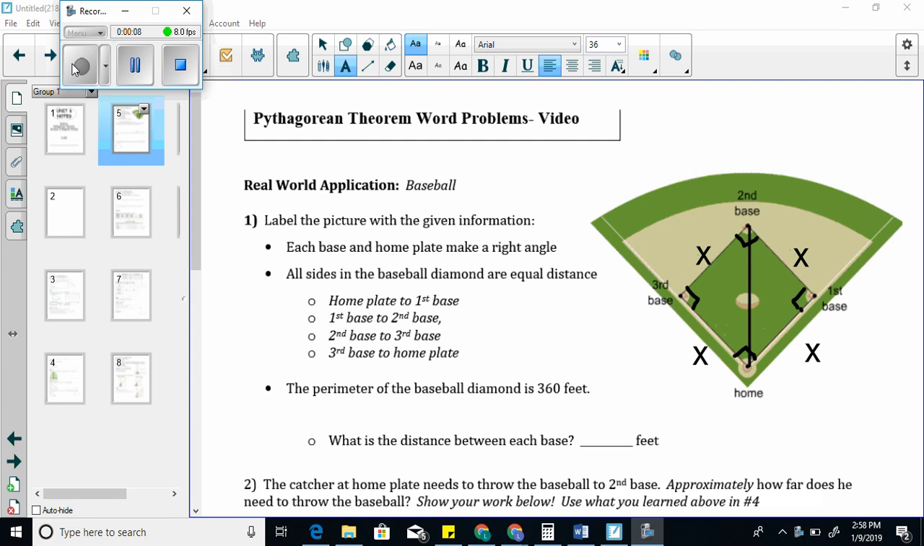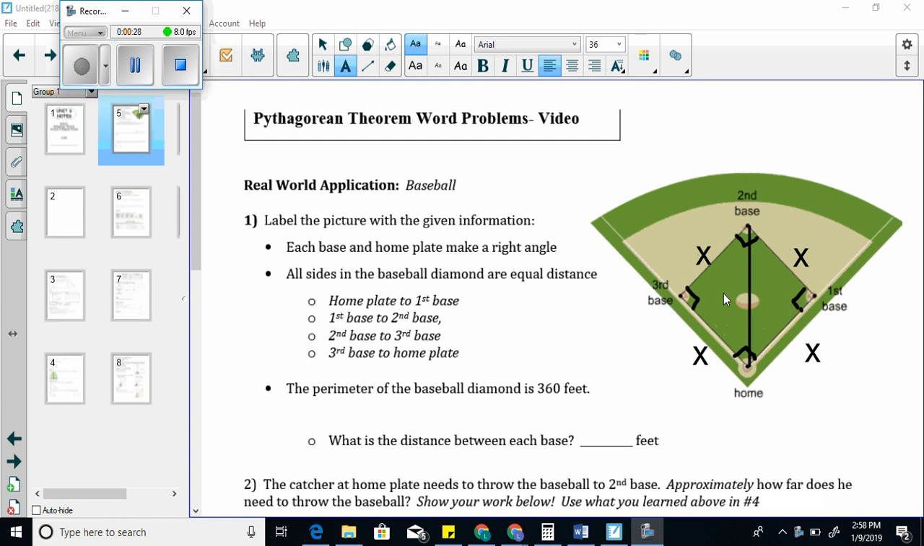Now nothing is really different here. We're still using a squared plus b squared equals c squared, but we're given some context behind our problem. So here's an example for you guys, if anyone's baseball fans out here. It says each base and home plate make a right angle. So right away I labeled that in my picture here.